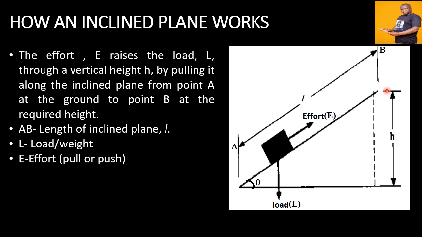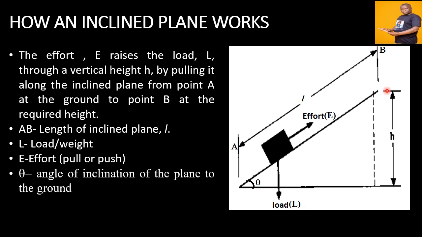All right. Another important terminology or notation is the angle at which the inclined plane is arranged with respect to the ground, or in relation to the ground level, the horizontal. All right. So this angle has a name. It is called angle of inclination. So the angle of inclination is the angle formed between the plane and the horizontal, the ground in this case.